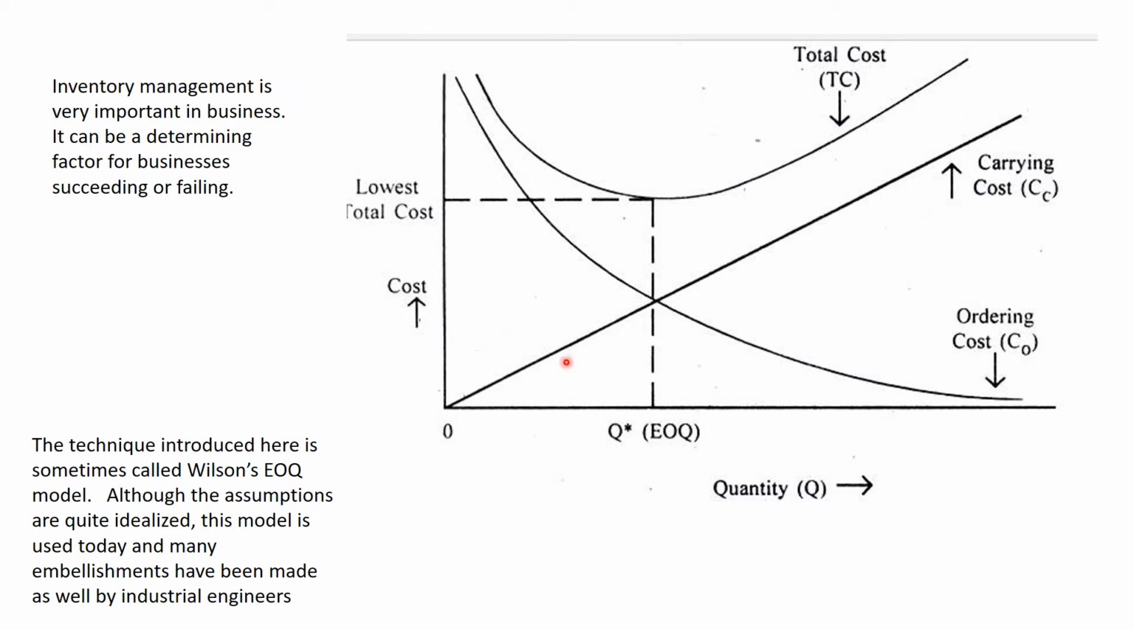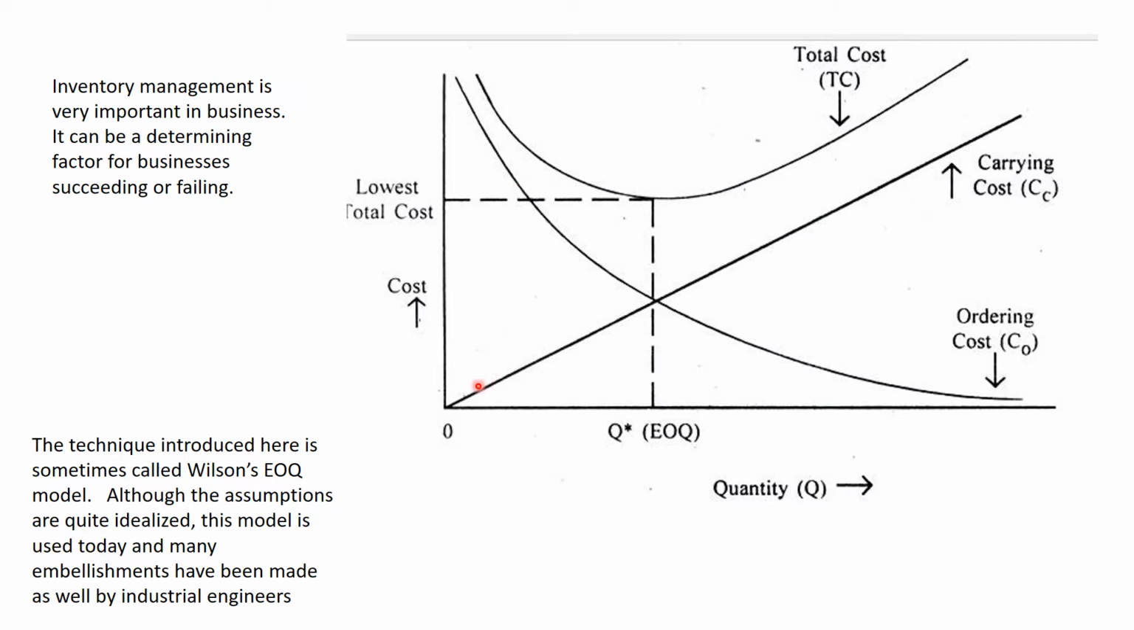And here is conceptually what is going on. There are two fundamental costs associated with inventory. One of them is going to be the ordering cost. How frequently you order determines your ordering cost. If you only order once, you just do it once. If you order many times, the cost is higher.